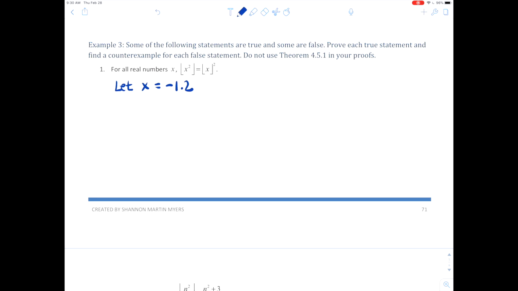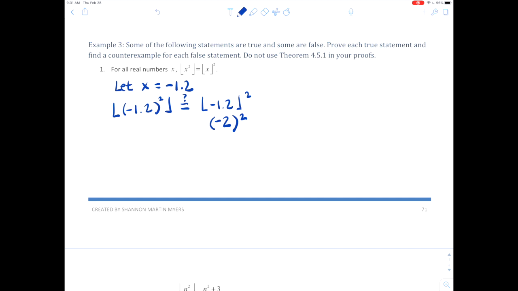So, what do you think is going to happen? The floor of negative 1.2 squared, is that equal to the floor of negative 1.2, that quantity squared? Well, what's the floor of negative 1.2? That's going to fall in between negative 1 and negative 2. So on that right side, we can evaluate the floor, and that floor is going to be at negative 2, right? And that's going to be squared.